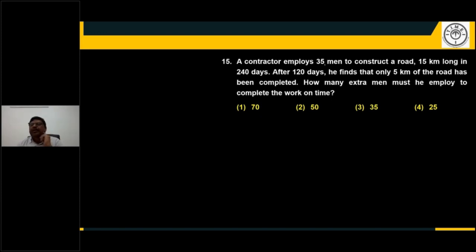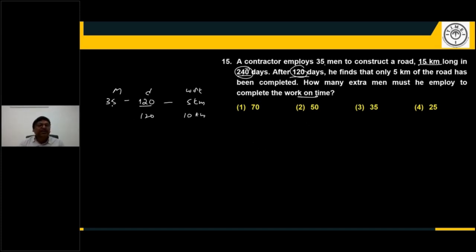Right, students, look at this. 35 men to construct a road 15 km long in 240 days. That was the plan. But what he observed in 120 days, only these 35 men worked for 120 days and constructed only 5 kilometers. Still, how many more kilometers do they have to construct? 10 kilometers. So he wants to complete the work on time; out of 240 days, if 120 days are gone, you still have 120 days.